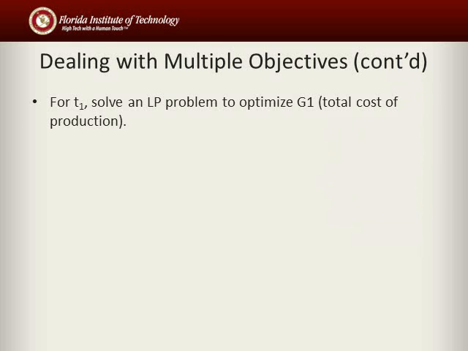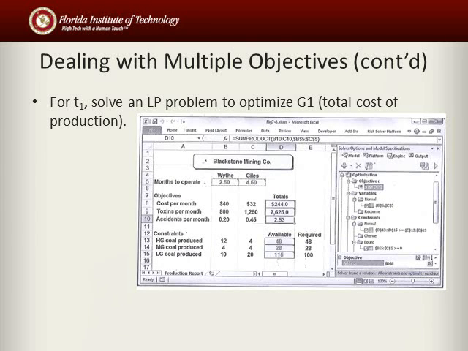Let's look at a spreadsheet implementation to solve that first linear programming problem to get the value for T sub 1. Notice that our decision variables in this problem are specified by B5 and C5. This cell corresponds to X1, and this one corresponds to X2. So B5 is X1 and C5 is X2. Those are our decision variables. The coefficients of the decision variables are B8 and C8.